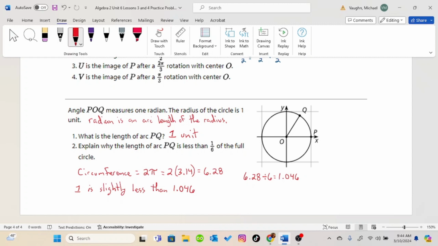If you have any questions about anything we covered in these practice problems for lessons 3 and 4, please use class time now to ask for further clarification.